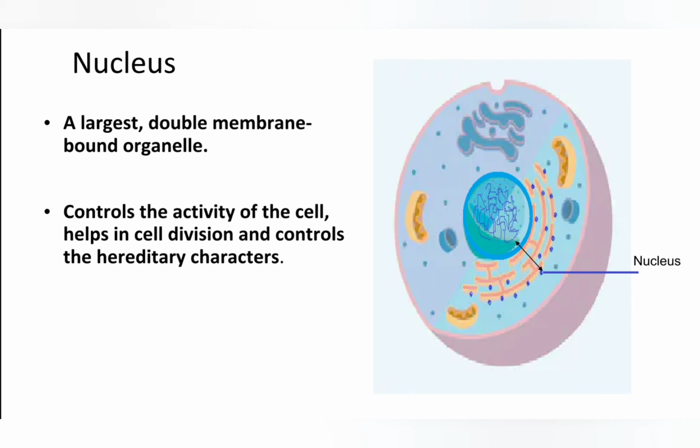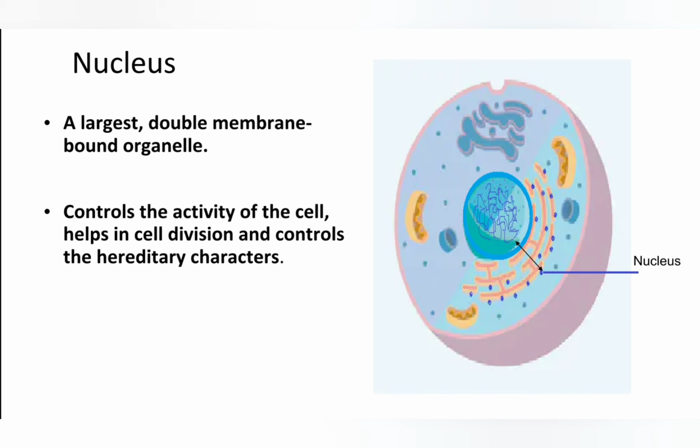Hereditary characters means, like, we are similar to our parents. Why are we similar to our parents? Because of the genes, right? And the inheritance of genes from the parents to the offspring, like we have the same genes as our parents, this inheritance of genes from the parent to their children or offspring is called inheritance, or taking the heredity from the parents to the offspring. So who controls the hereditary characteristics? It is the nucleus, right?